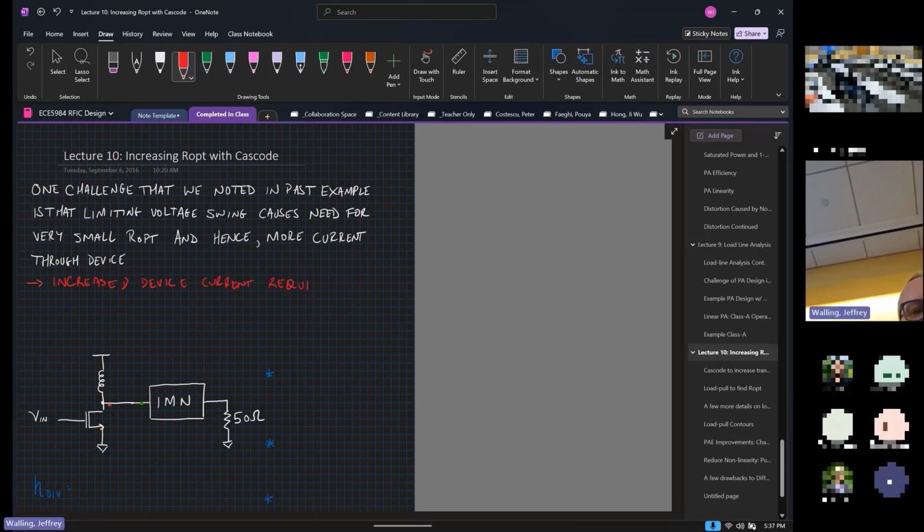Okay, well, that's not necessarily a problem. We can make the transistor as wide as we want to, really. That's one of the nice things about a MOS device. We can just keep increasing its width and drive more current through the device.